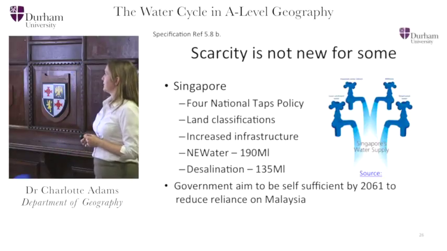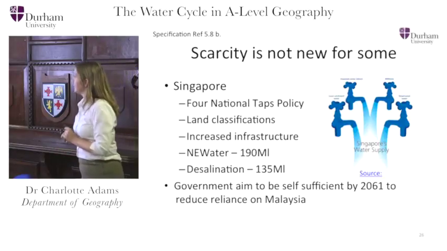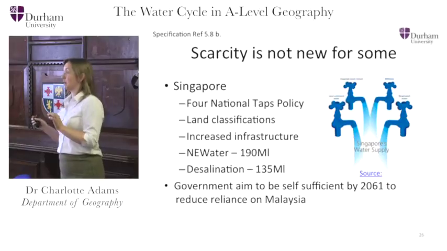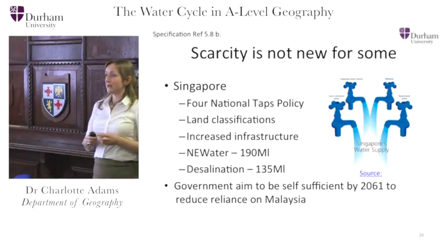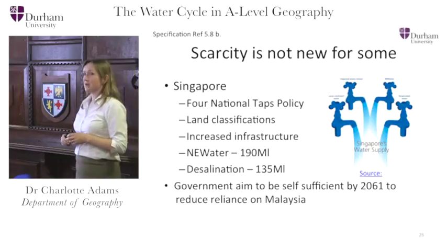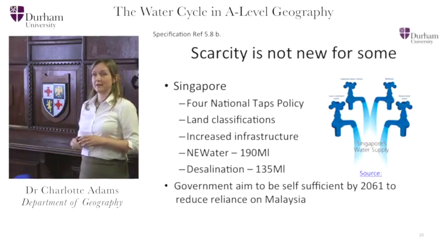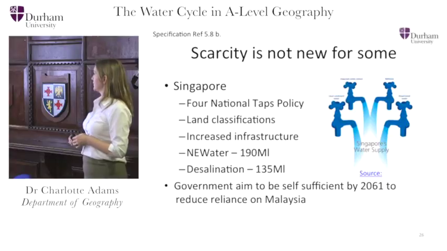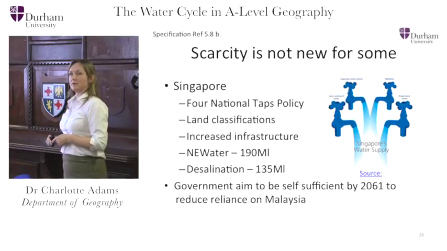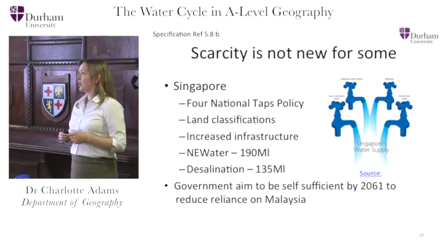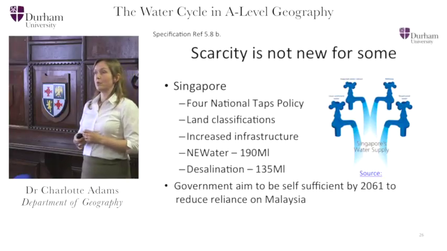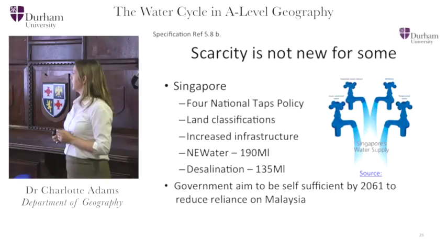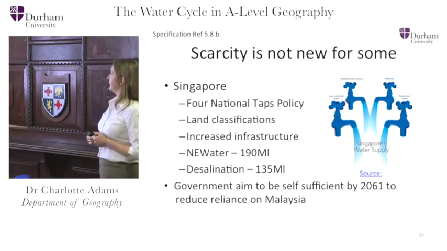So they've developed these four national taps policies, and there are four streams, if you pardon the pun, with four different things going into it. They've reclassified their land, so about two-thirds of the land area has been classified as a protective catchment for the production of water. They've increased the amount of infrastructure, so they've put in more reservoirs for capturing surface water and also more reservoirs for storing treated water, as well as more treatment plants. And they're also delivering NEWater.